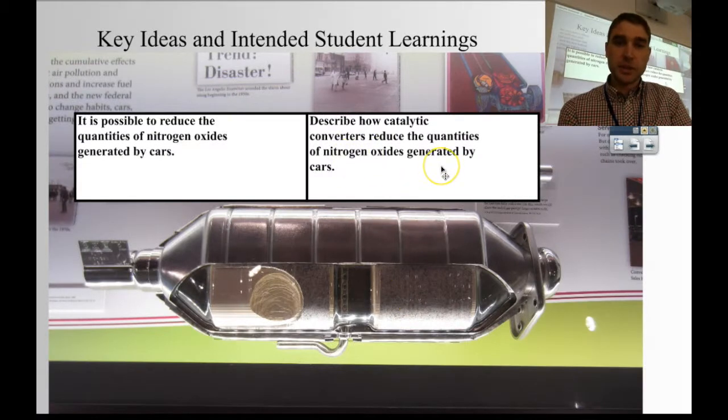What you need to do is describe how catalytic converters reduce the quantities of nitrogen oxides generated by cars. And down here we've got a picture of a catalytic converter. You can see exhaust gases come in this side, pass through the catalyst bed and come out the other side. We'll have a look at what happens in the catalyst bed.